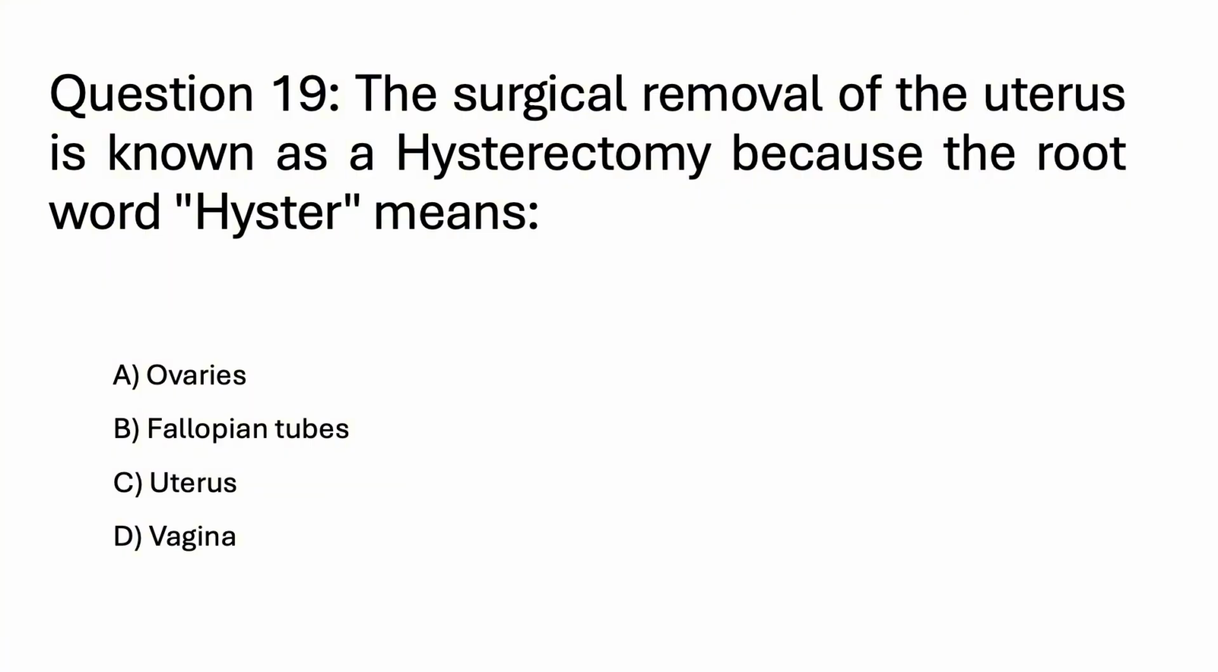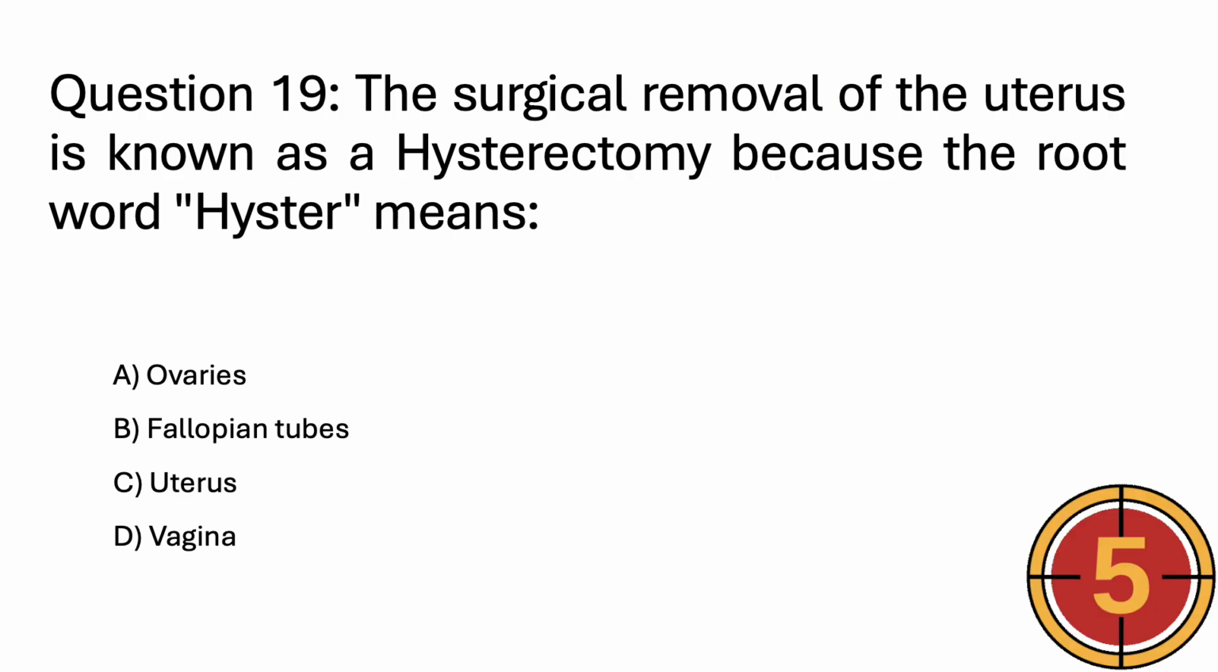Question 19. The surgical removal of the uterus is known as a hysterectomy because the root word hystera means A. ovaries, B. fallopian tubes, C. uterus, D. vagina.